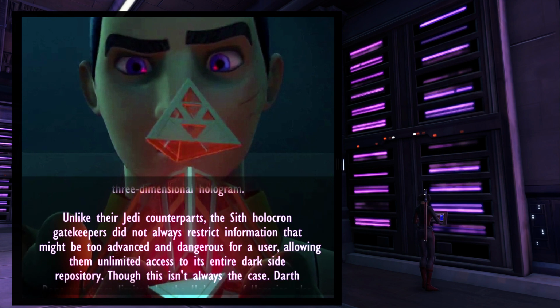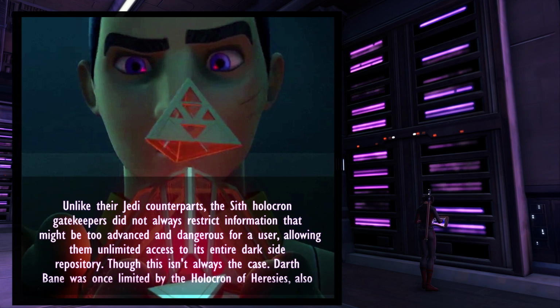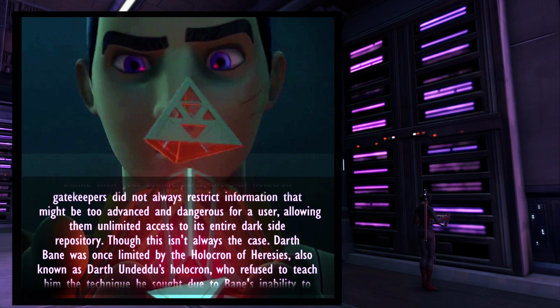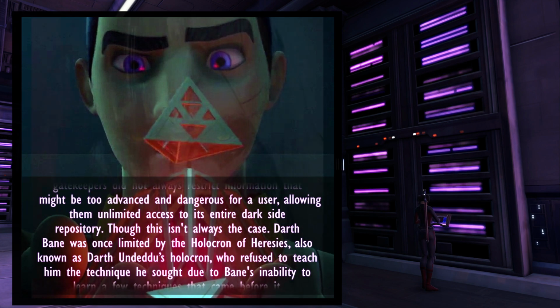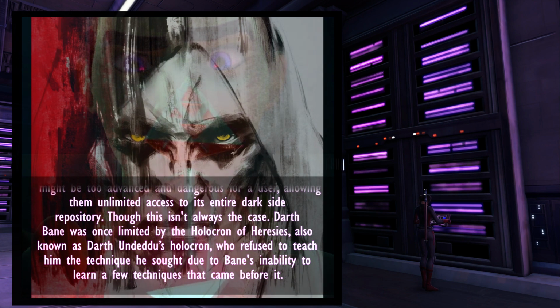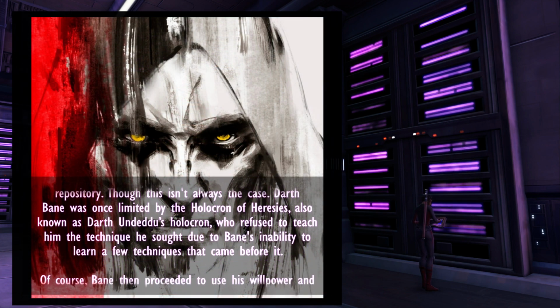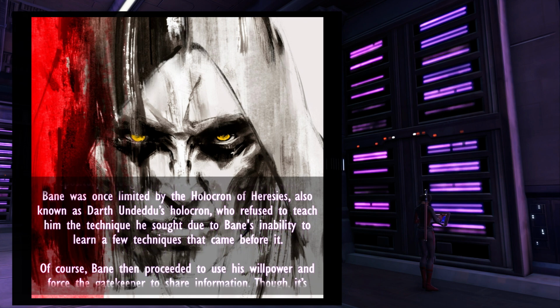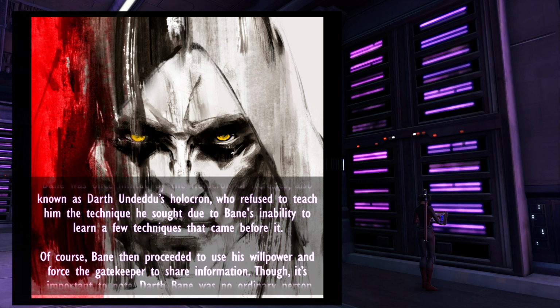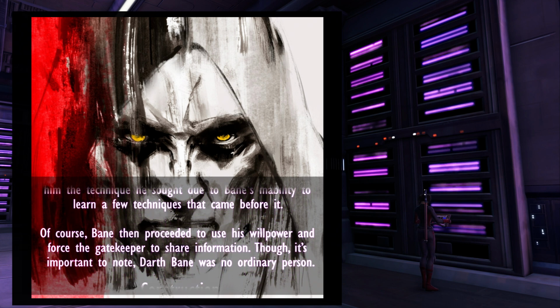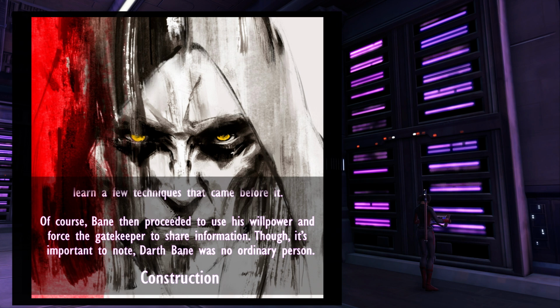three-dimensional hologram. Unlike their Jedi counterparts, the Sith Holocron gatekeepers did not always restrict information that might be too advanced and dangerous for a user, allowing them unlimited access to its entire dark side repository. Though this isn't always the case. Darth Bane was once limited by the Holocron of Heresies, also known as Darth Anditu's Holocron, who refused to teach him the technique he sought due to Bane's inability to learn a few techniques that came before it.